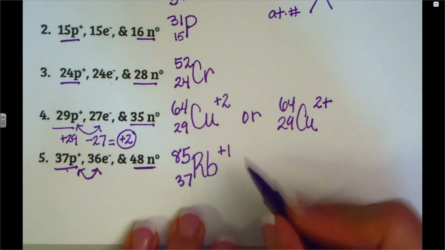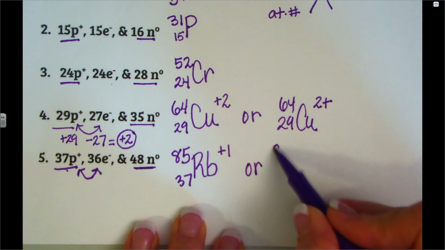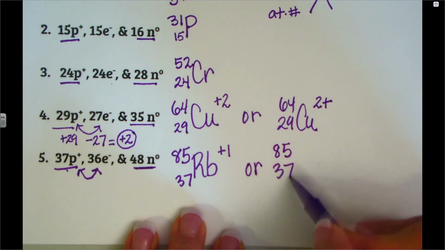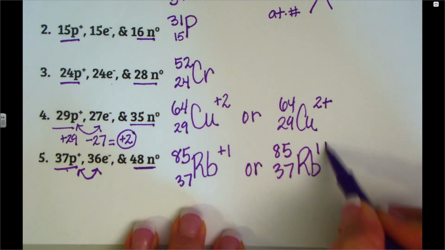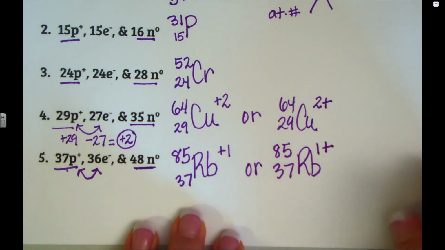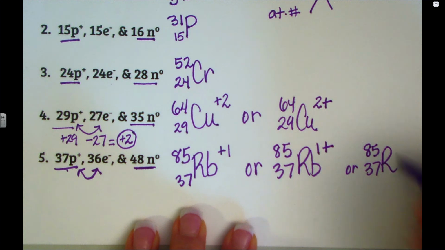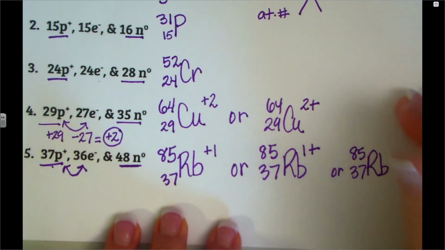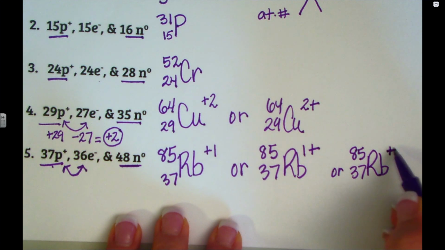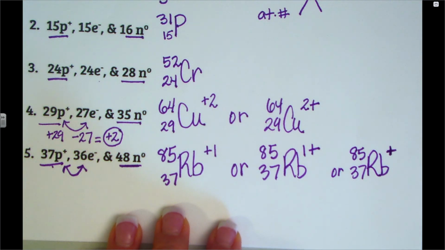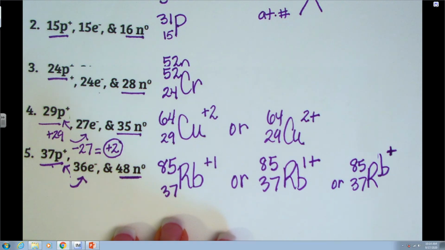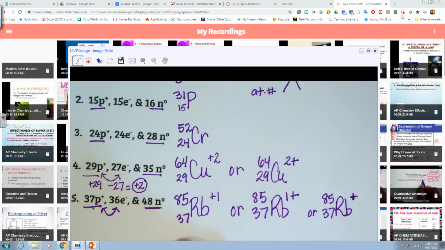Now, again, if you're writing this notation, it is acceptable to put 85 over 37 Rb 1 plus as well. You might also see it written, just so you don't get confused, as 85 over 37 Rb, and since it's just a magnitude of 1, it is acceptable to put just the plus sign, and that's understood as +1. Okay, so I hope that this guided practice helps you understand hyphen and nuclear notation better.